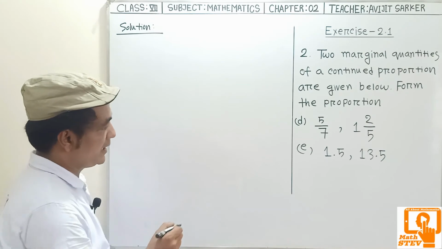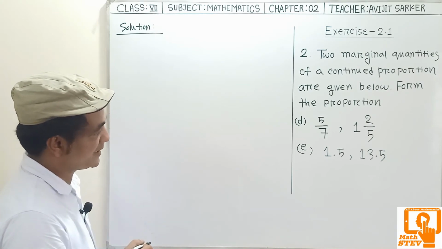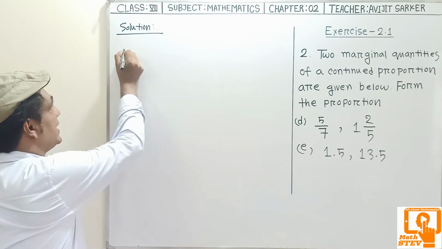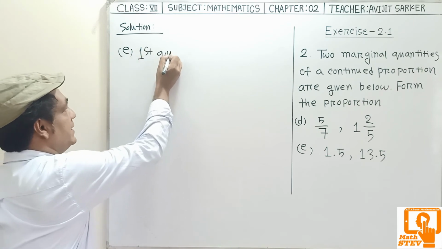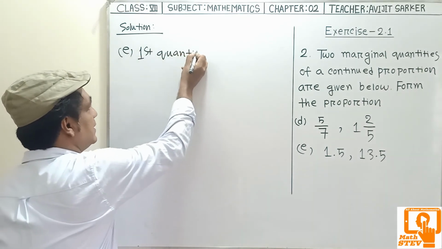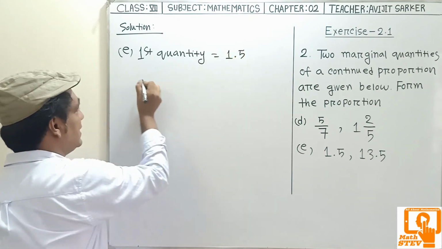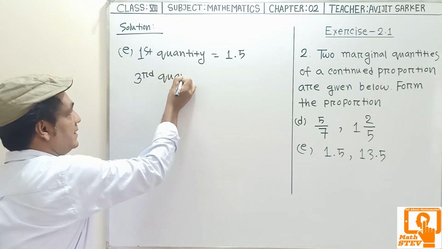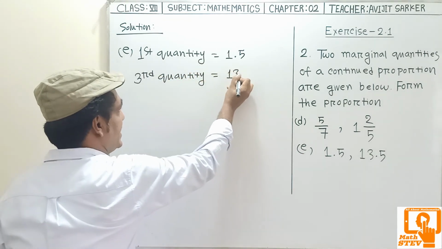Now E. First quantity is 1.5 and third quantity is 13.5. Solution E: first quantity equals 1.5. Third quantity equals 13.5.